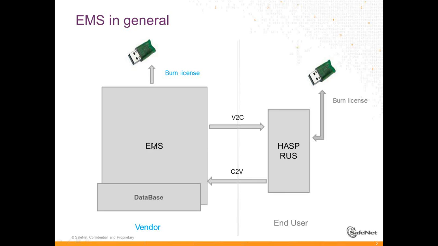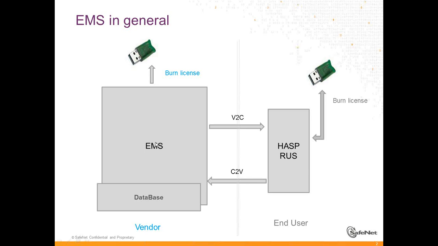Now, the EMS can directly burn a license onto the connected key, but the EMS can also burn a license onto a key that already exists on the end user machine. In order to do so, there is a mechanism of file V2C and C2V. V2C is vendor to customer and C2V is customer to vendor. What will happen is that if I would like as an ISV to update the license on a remote machine which the end user has, I will create using the EMS an update license.